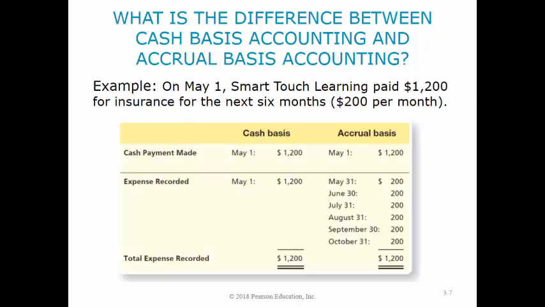Suppose on May 1st, Smart Touch Learning paid $1,200 for insurance for the next 6 months, $200 per month. This prepayment represents insurance coverage for May through October. Under the cash basis method, Smart Touch Learning would record insurance expense of $1,200 on May 1. This is because the cash basis method records an expense when cash is paid. Accrual basis accounting requires the company to prorate the expense. Smart Touch Learning would record a $200 expense every month from May through October.